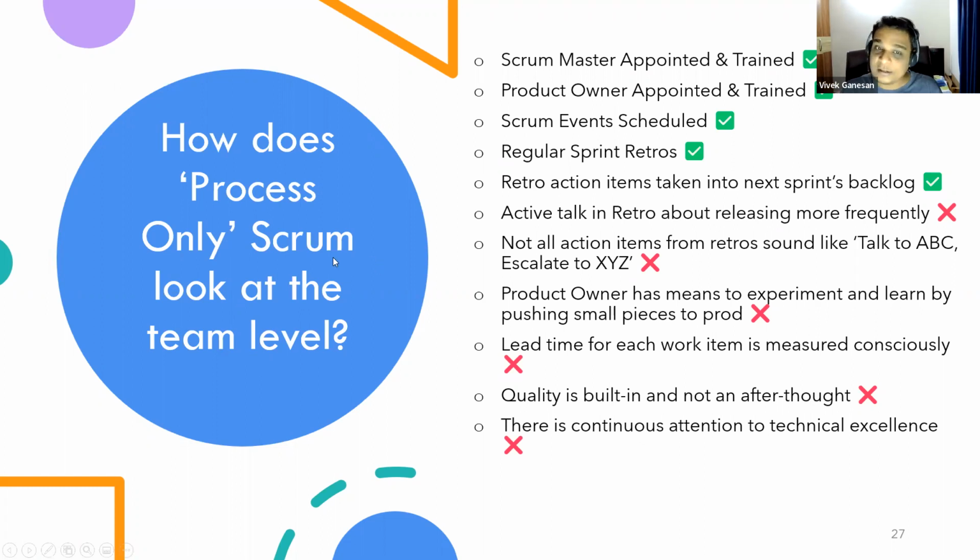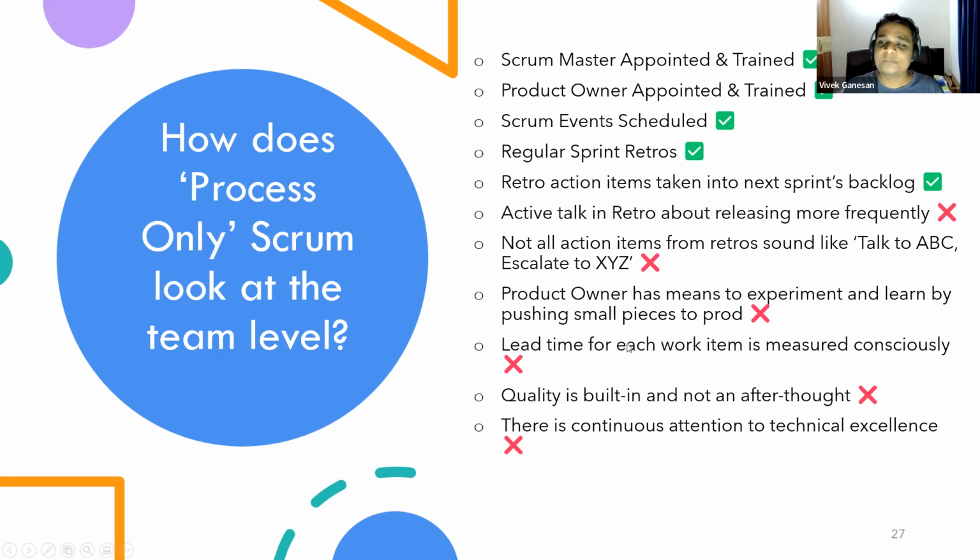Scrum actually expects you to get into engineering practices, but most of the on-ground practices do not look like that. And lead time for each work, we never measure the lead time for each work. Lead time is nothing but the time taken from before you start working on something to the point when it gets done. This lead time most of the time never gets measured, and we don't have a plan on improving it. Unless you improve the lead time, you cannot release more frequently. There is a direct relation between these two points, right?